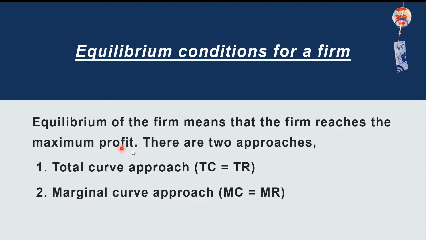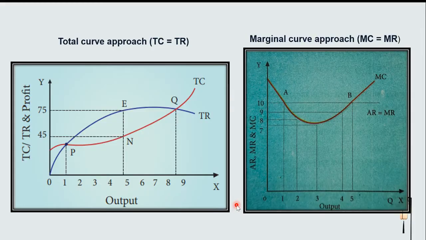So to attain the equilibrium, we have two approaches. The total curve approach when TC is equal to TR, and the marginal curve approach when MC is equal to MR. You can find this in your book on page number 101, 5.4. So the first approach is called the total curve approach.